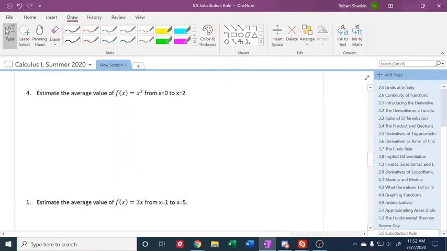All right, let's go to number 4. Estimate the average value of f of x equals x cubed from x equals 0 to x equals 2. And again, it's just a rough estimate. You might draw a tiny diagram, you might do whatever you want, but just get a rough estimate of the average value.